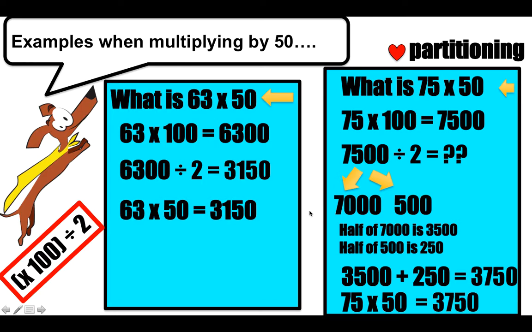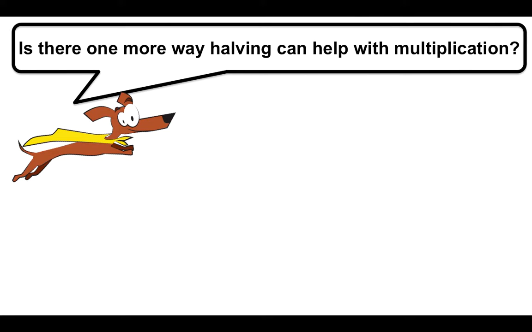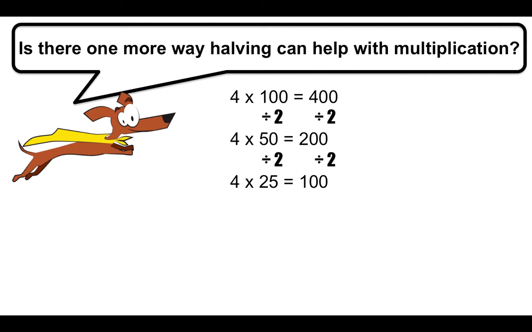Let's have a look at one more step, which is the most difficult and the furthest that we're going to go today. So there's one more way that halving can help us with multiplication. So we already established that if I've got 4 times 100, it equals 400. And 4 times 50 is 200. And we established that these are halves, right? What about 4 times 25 then?